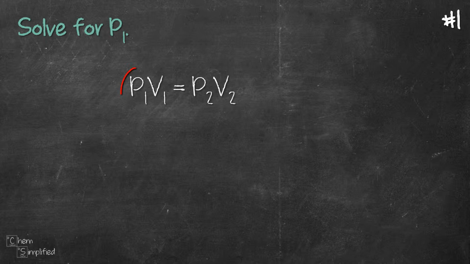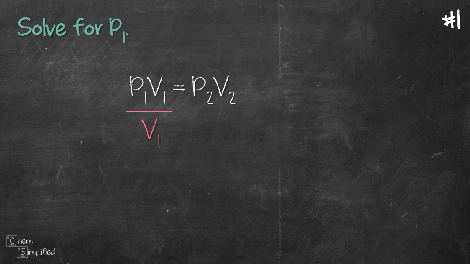We need to solve for P1 in this Boyle's law equation. So the first thing that we need to do is to ask what's the relationship between P1 and V1. We want to solve for P1, right? So looks like it's multiplication. In order to get rid of V1, we'll need to do the opposite, which is division.